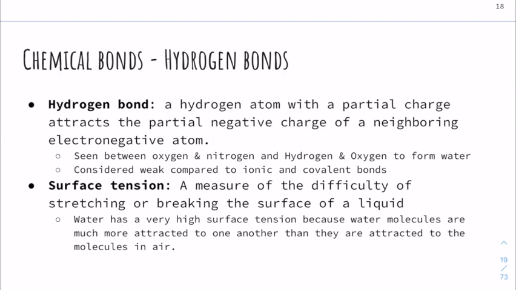So if we're trying to break apart these atoms, surface tension is looked into as well, to see how likely it is to break or stretch those bonds. So here's our example of hydrogen bonds.